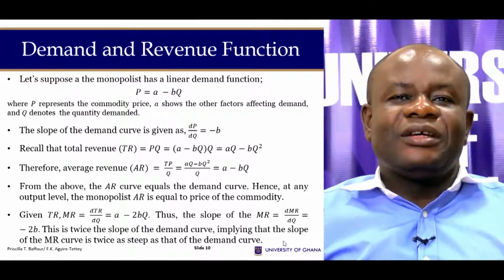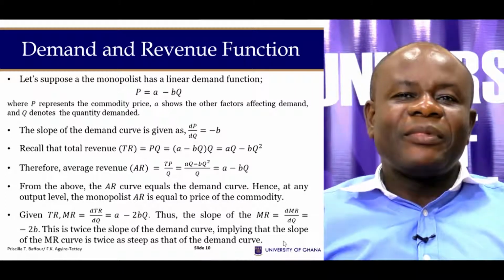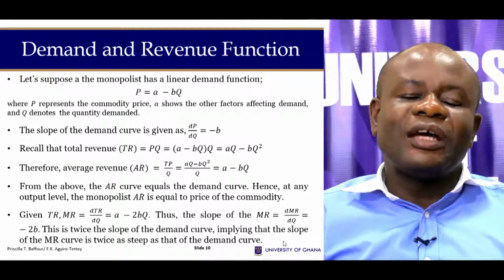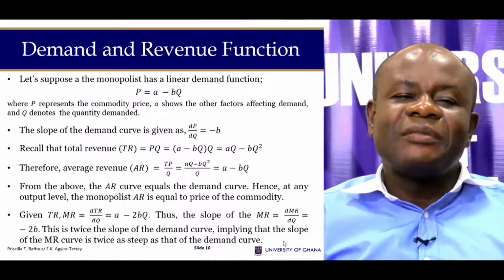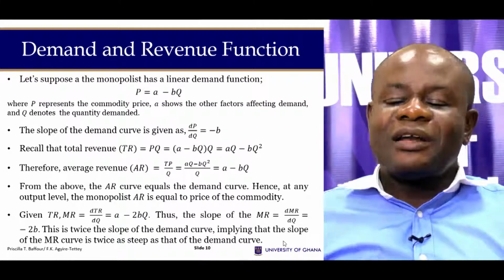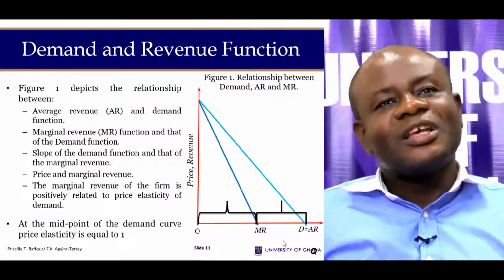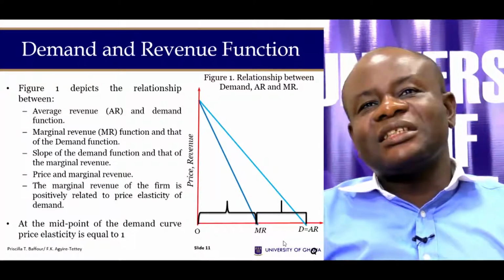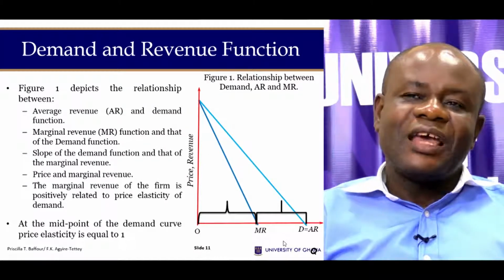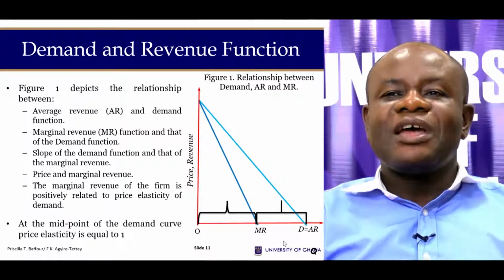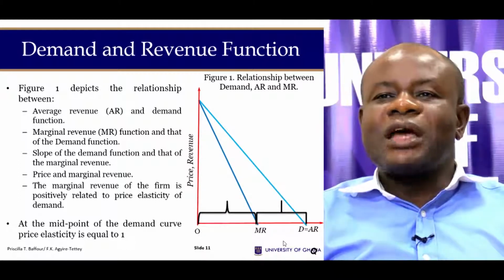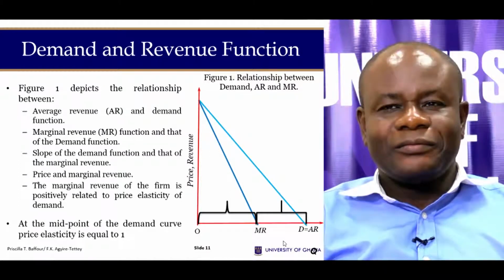And that will mean that the marginal revenue curve is going to lie below the demand curve. The marginal revenue curve will be steeper relative to the demand curve. If we plot that, this is the demand curve. Figure 1 shows us the demand curve and the marginal revenue curve. And we notice that the slope of the marginal revenue is twice that of the demand curve.